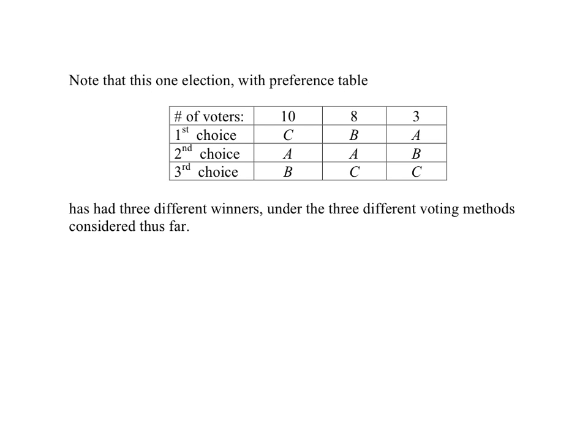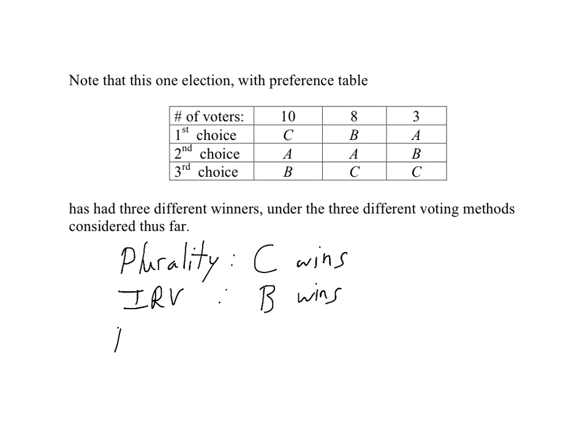Note that this one election, with the preference table we've been looking at, has had 3 different winners so far, under the 3 different voting methods considered thus far. So remember plurality method? The plurality method made C the winner. The instant runoff voting method made B the winner, and now Borda count makes A the winner.